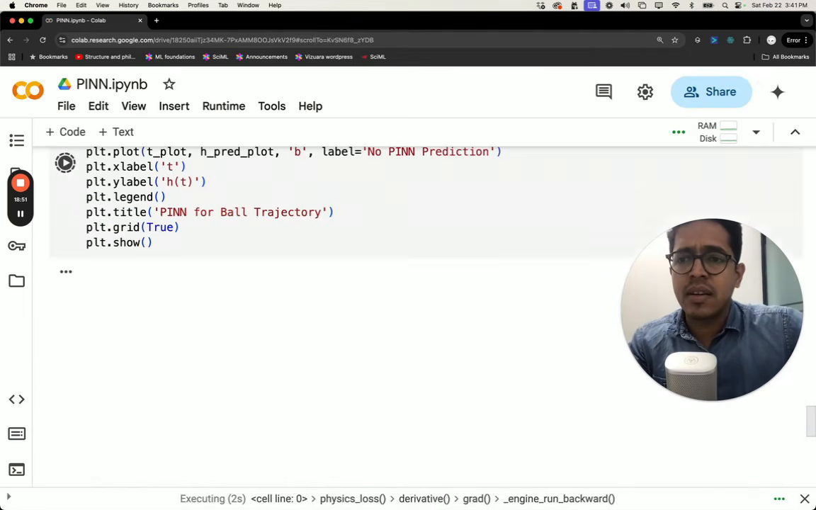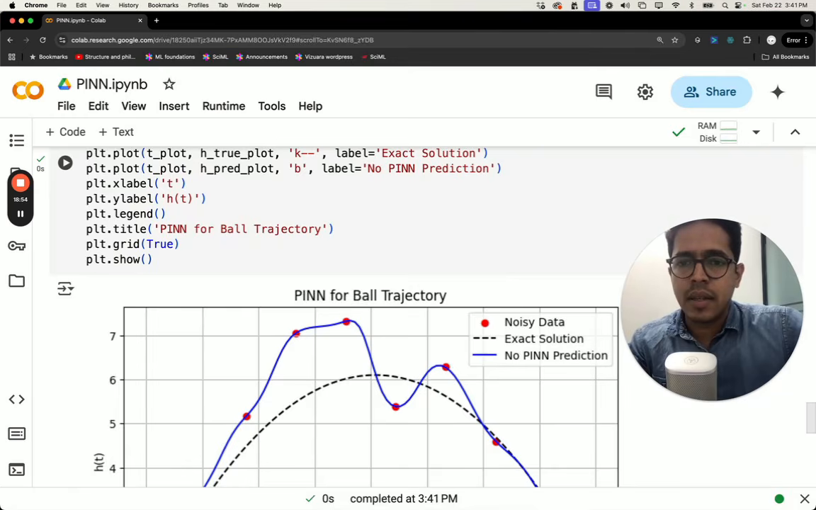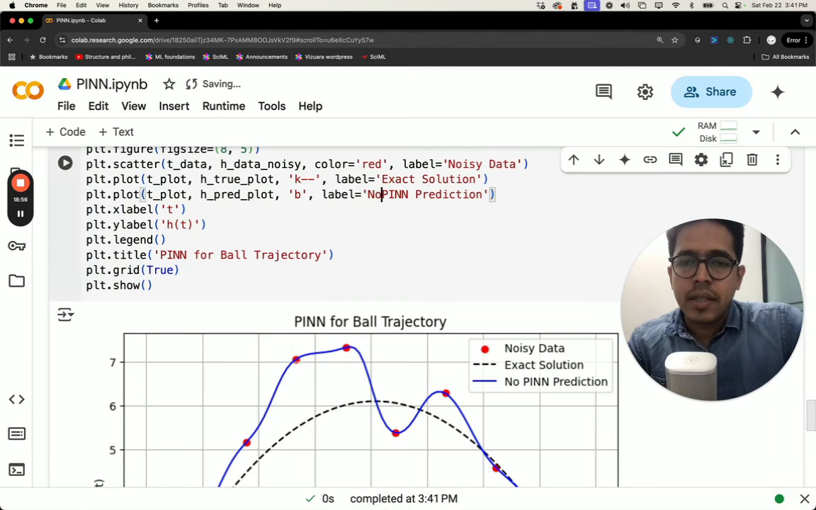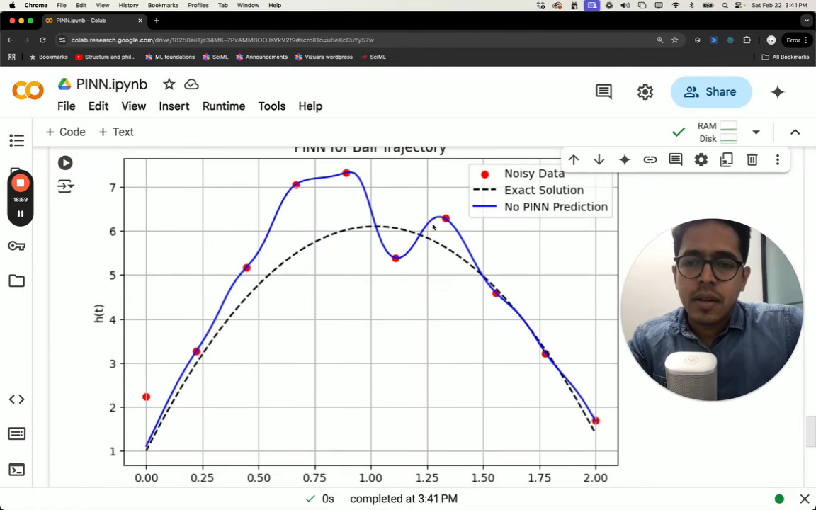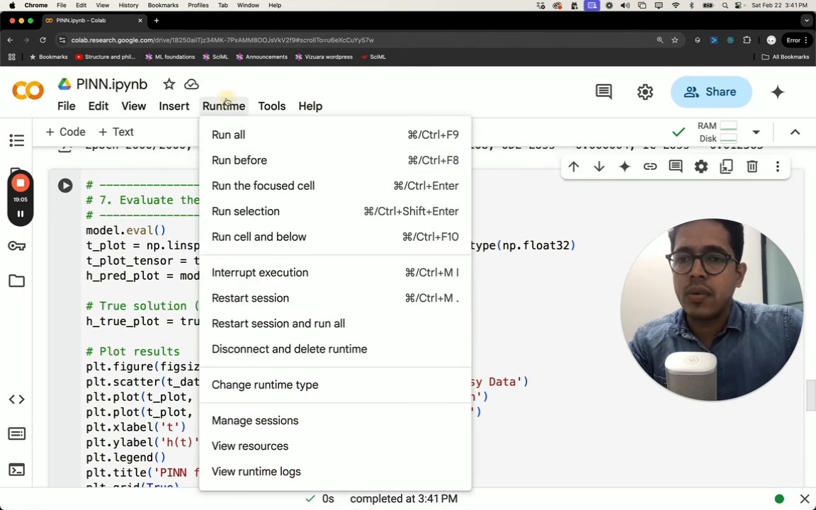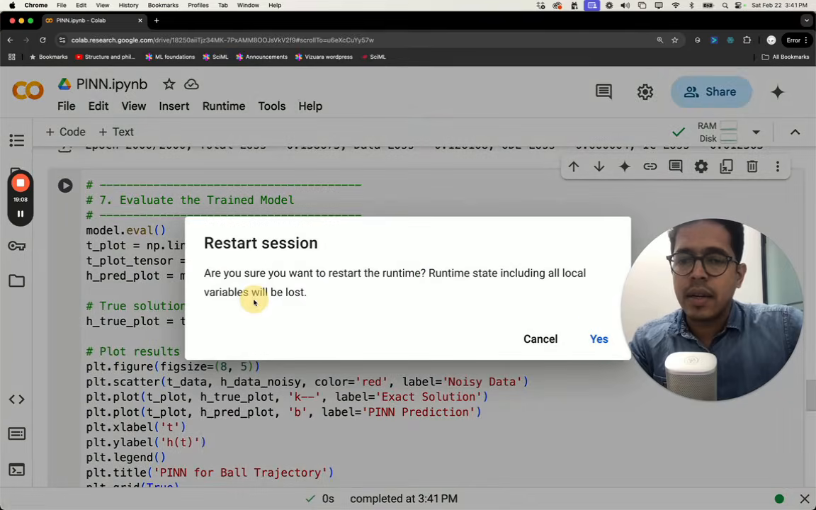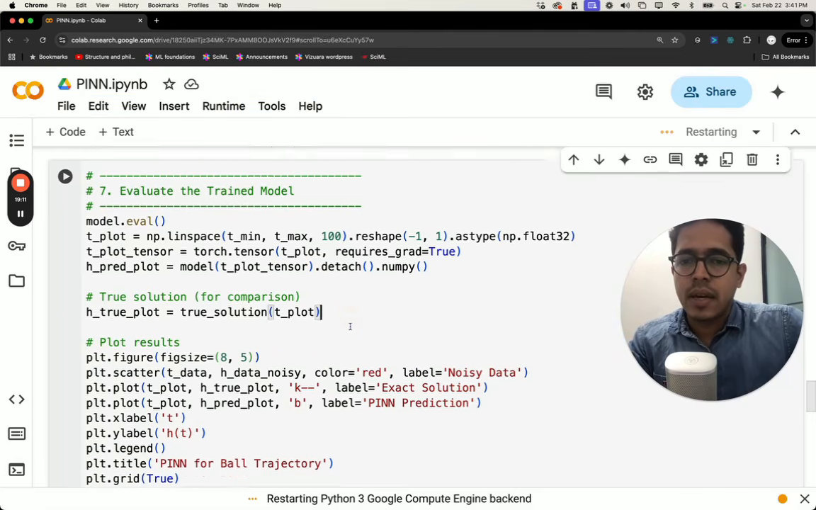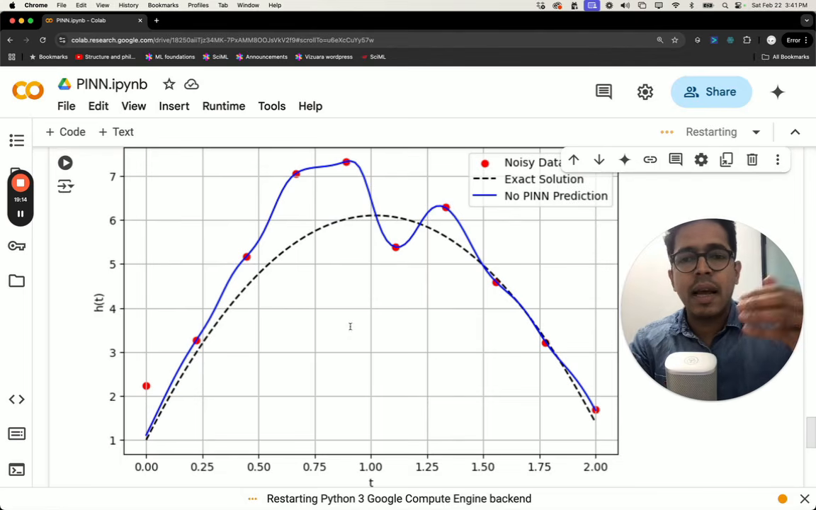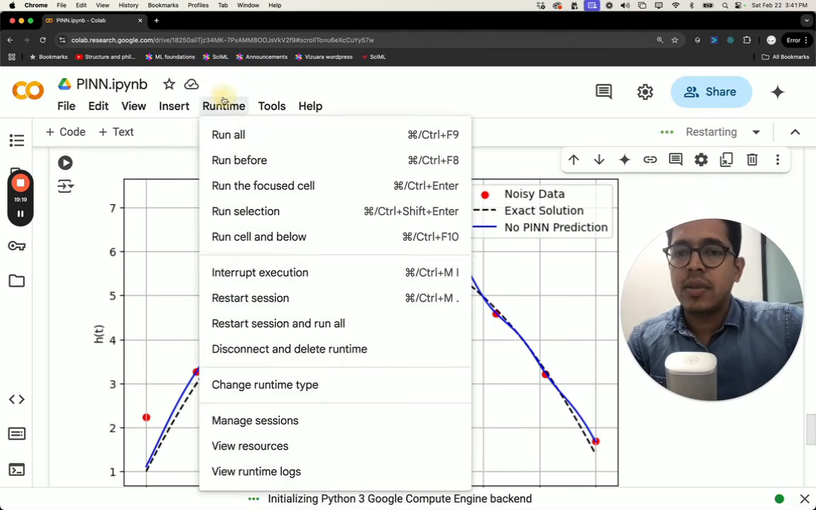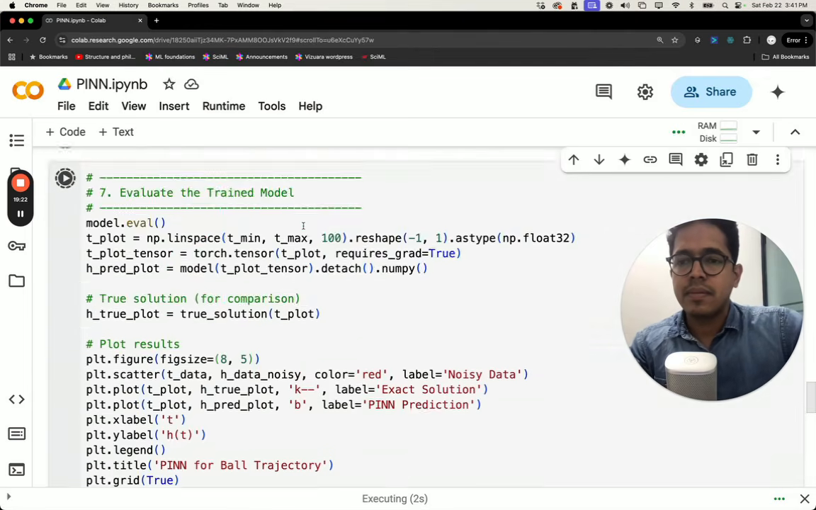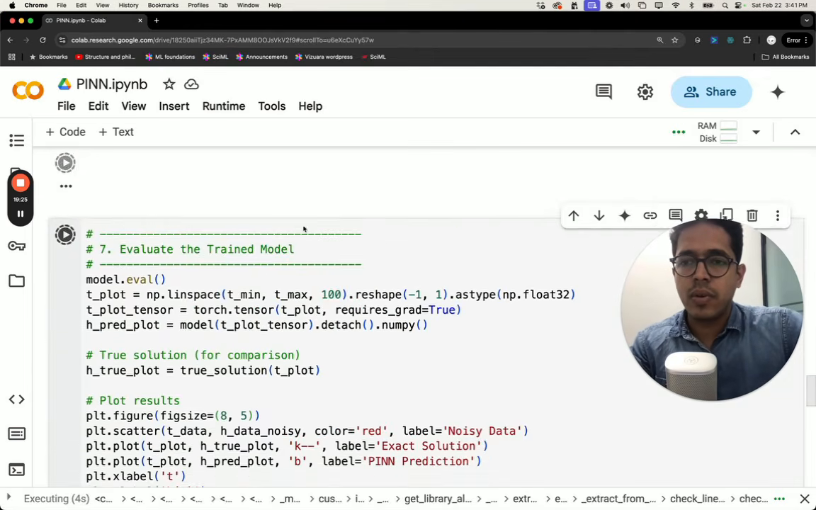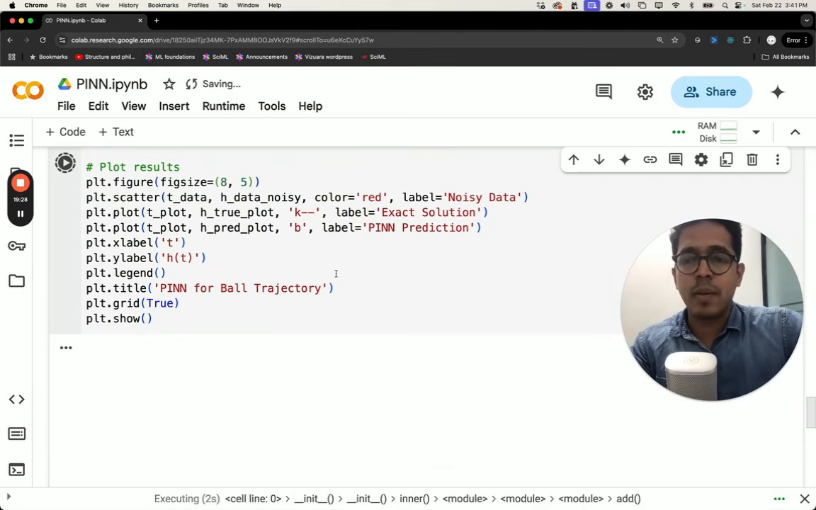Perhaps I did not run the code where I adjusted the lambda. PINN prediction. Maybe the weights are not adjusting that well. So what I can do is I'll restart the session and let's see, because I think maybe the neural network is still having the memory of the previous weights because I'm running it again and again. So now I can run all. So hopefully this will be a plot without the overfitting, which we just saw.